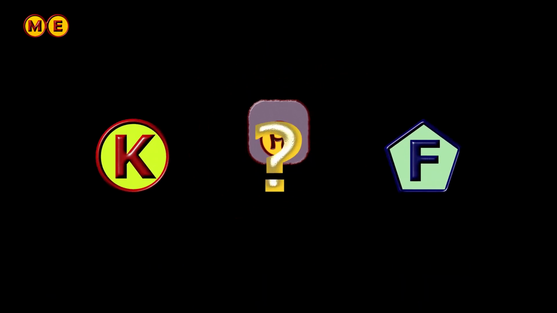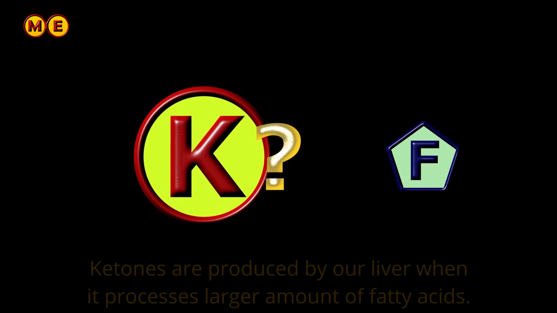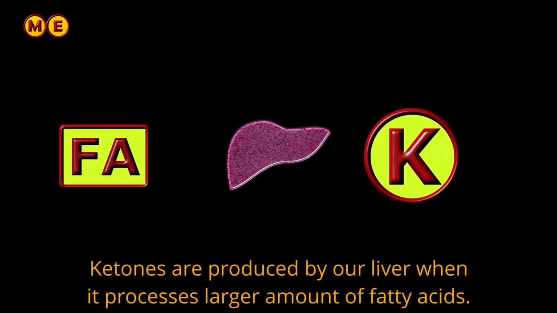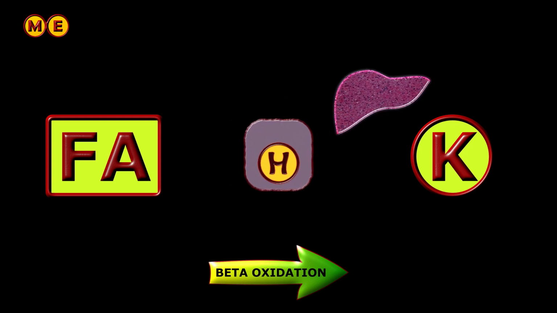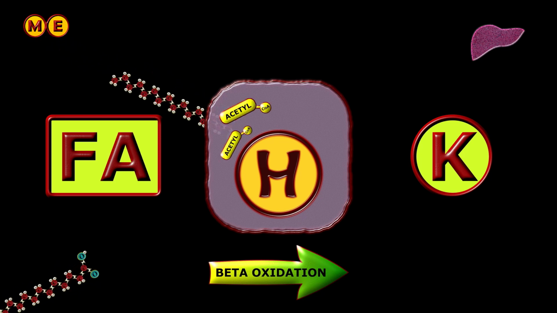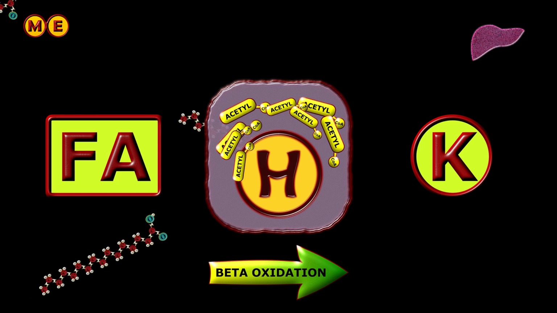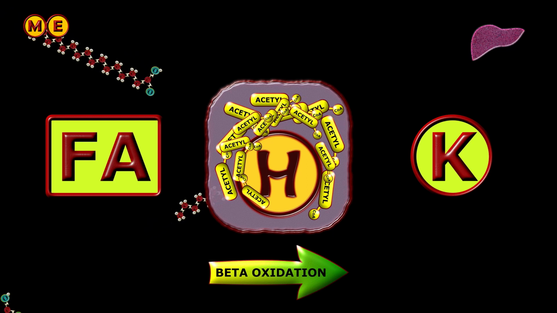Okay, let's see now what is the story of the ketones, and we will leave fructose for dessert. As we already said, ketones are produced by our liver when it processes larger amounts of fatty acids. But now that we know how beta oxidation works and what is acetyl-CoA, it's much easier to explain what ketones are. When our liver cells begin to beta oxidize more fatty acids, they begin to accumulate more acetyl-CoA. And in this situation, the liver cells start to fuse back some acetyl-CoA, and that's how we get the ketones.